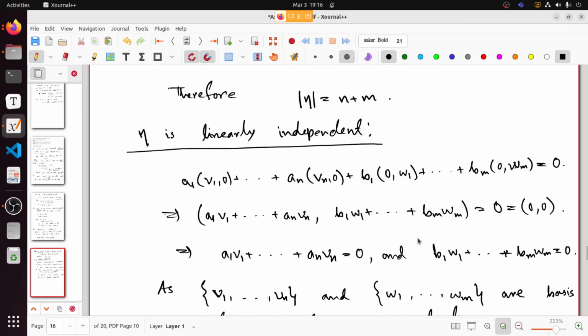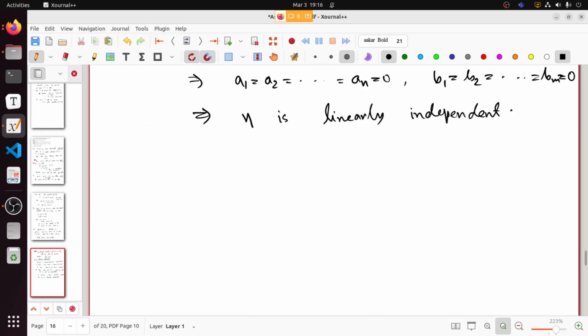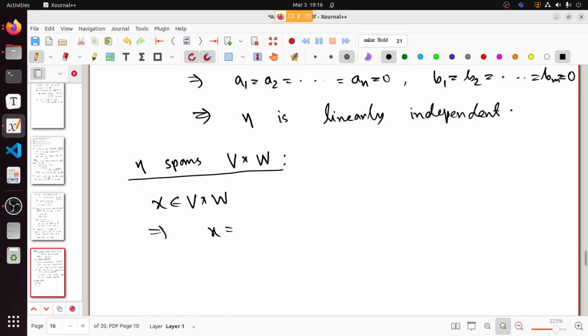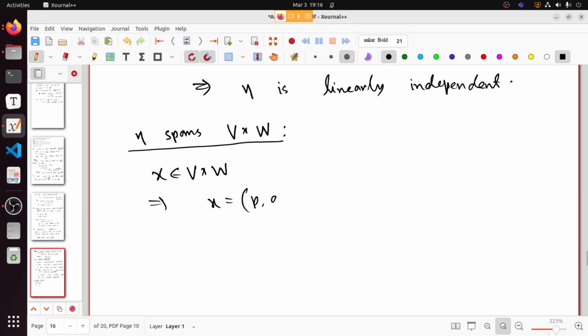Right, so we have shown that eta is linearly independent. Now we have to show that eta spans V cross W. So let's check. You have to take an arbitrary element and write it in terms of the elements of eta. So let's take an arbitrary element x from V cross W. It will look like x equals (p, q), where p is in V and q is in W.